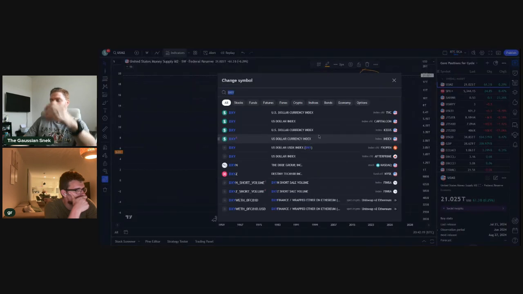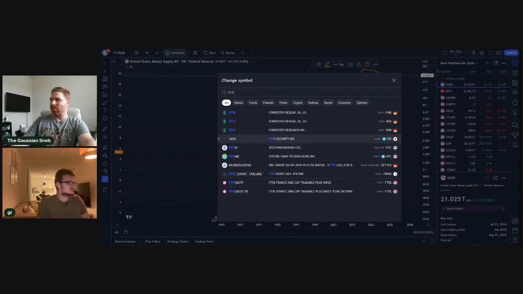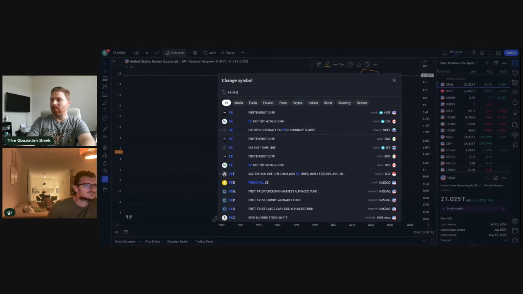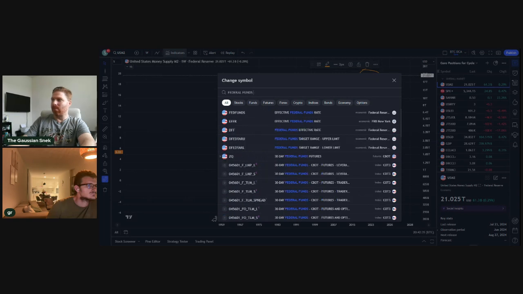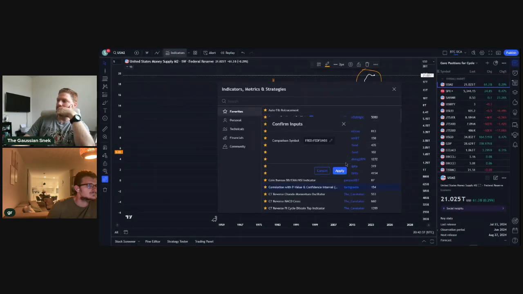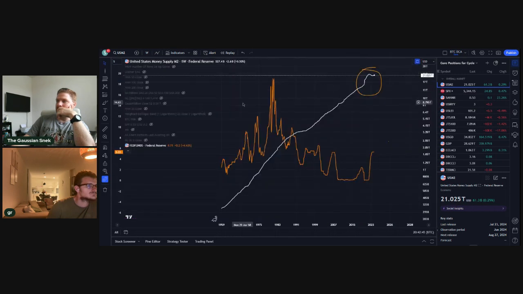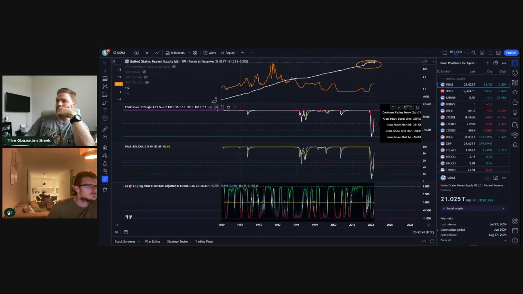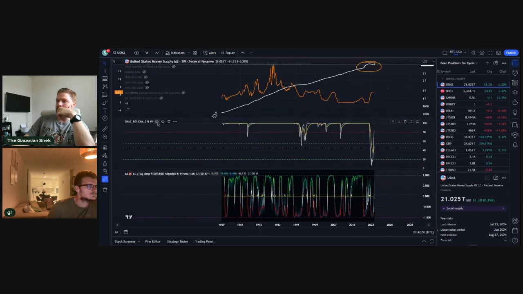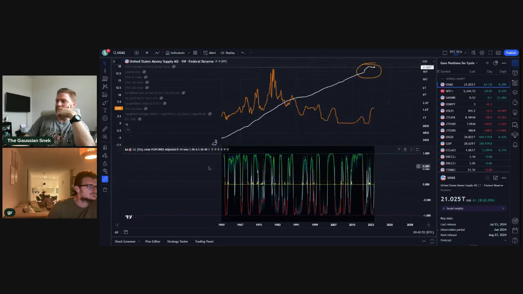So, USM2 with FFR. I might have to type it in, federal funds rate. This would be interesting. I'm going to close these windows. I'll just X that out. No, I'll close it out actually. Let's just close it. It's fine.